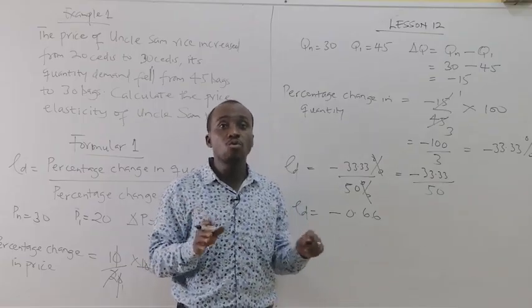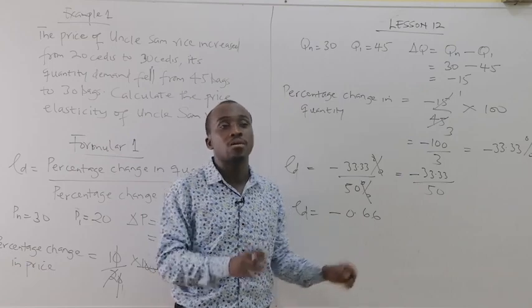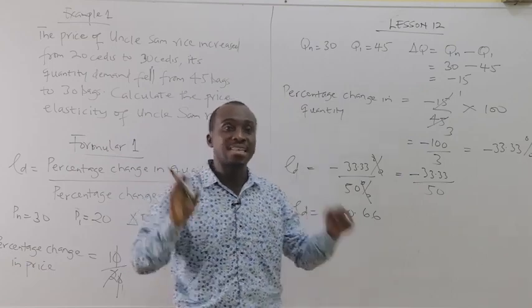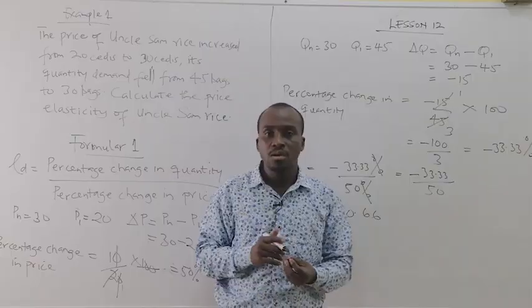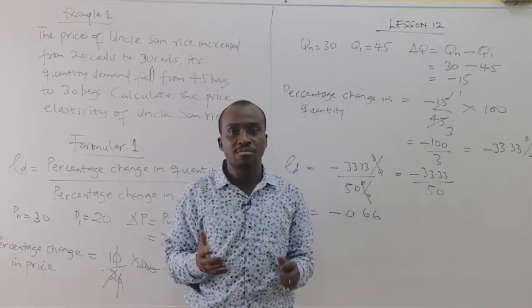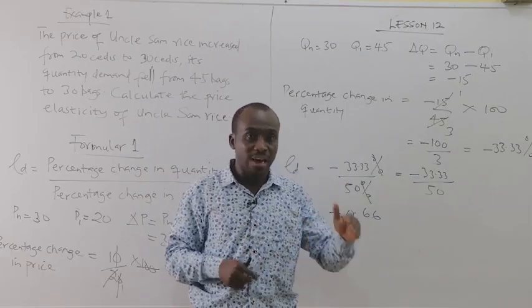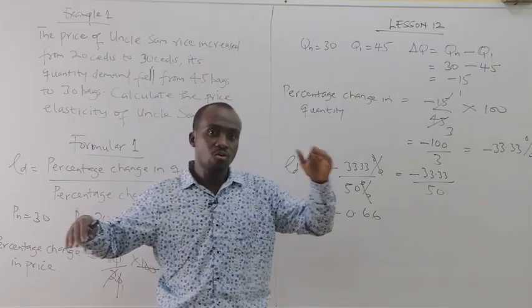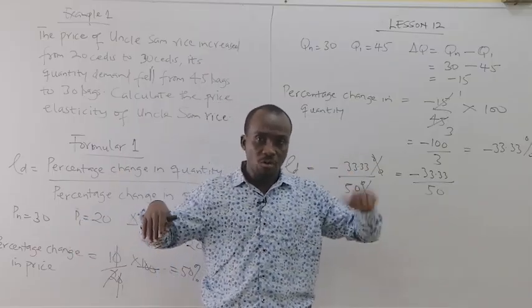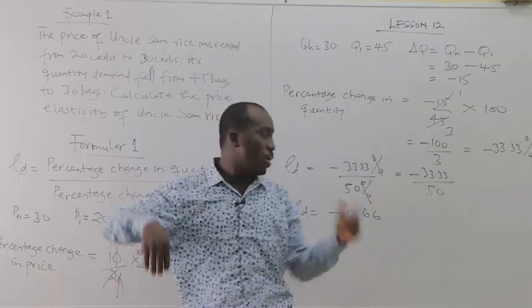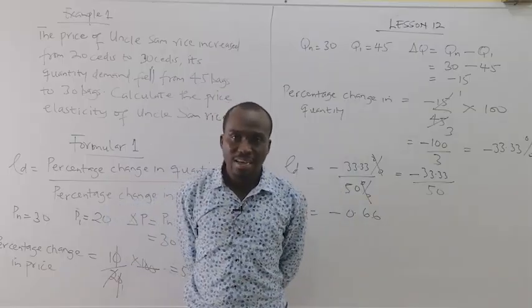Otherwise, you would say all goods are inelastic because they are all less than 1. Your answers will be inelastic, inelastic, inelastic because they are all less than 1. Always the answer will be negative because of the negative relation between price and quantity demanded. If price goes up, demand falls, and when price falls, demand rises. So there's that negative relation, so always you have a negative answer.